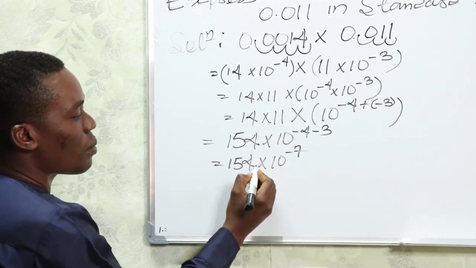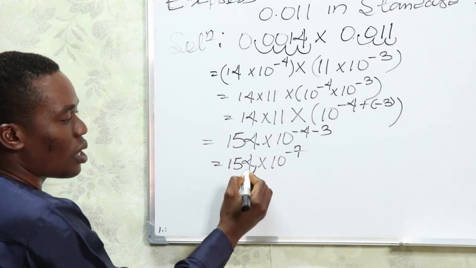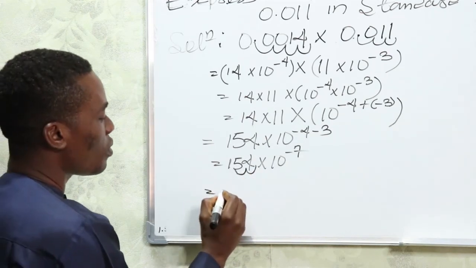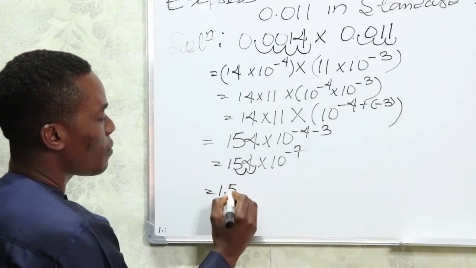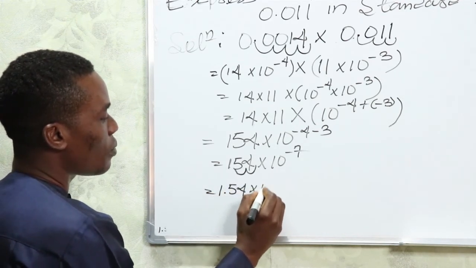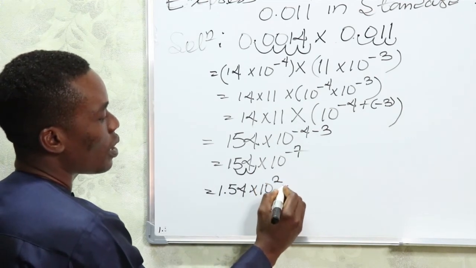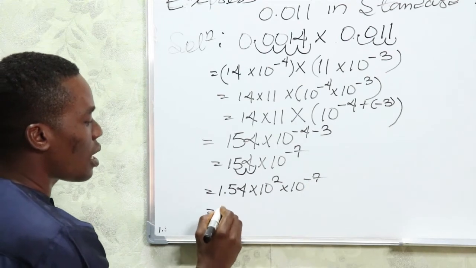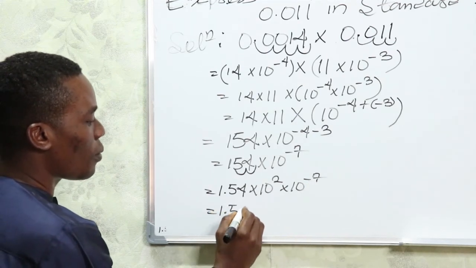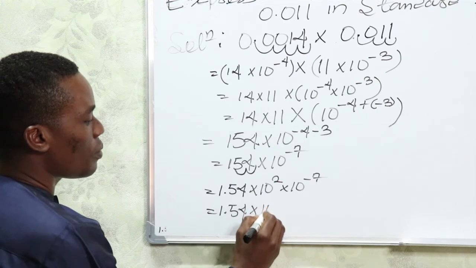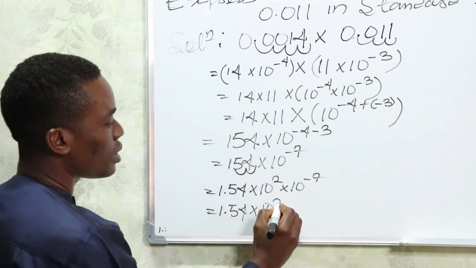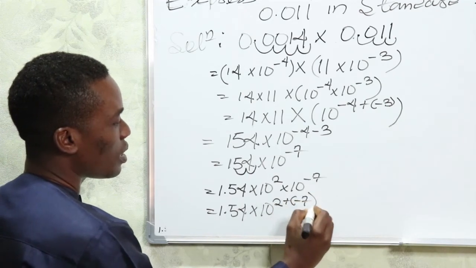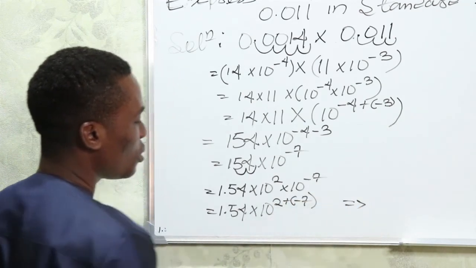We'll start counting from our right to our left. We'll count 1, we'll count 2. So that will give us 1.54 times 10 raised to power 2 times 10 raised to power minus what? 7. Simplifying further, we'll now have 1.54 times 10 raised to power, our product law of indices, 2 plus bracket minus what? 7.